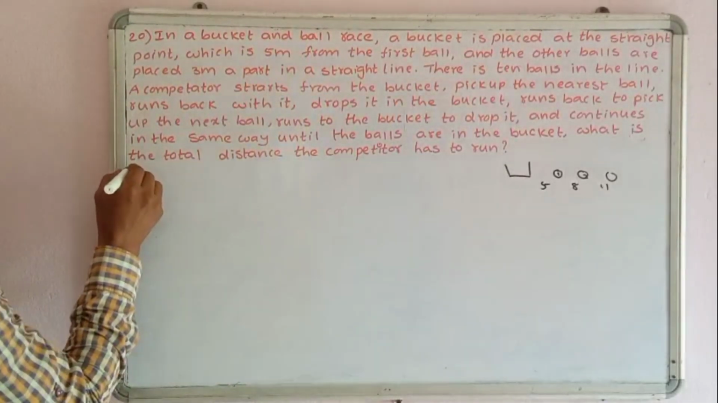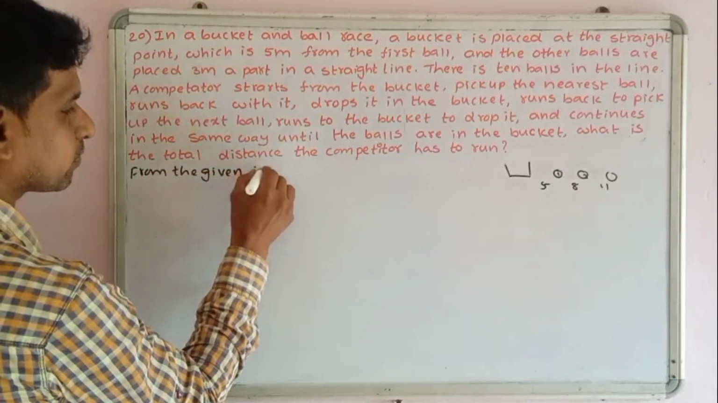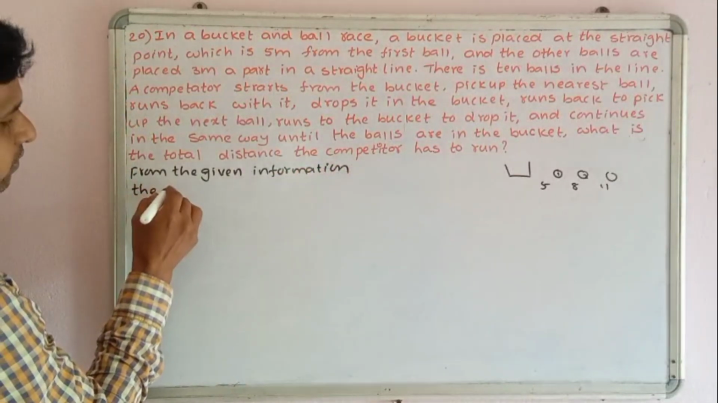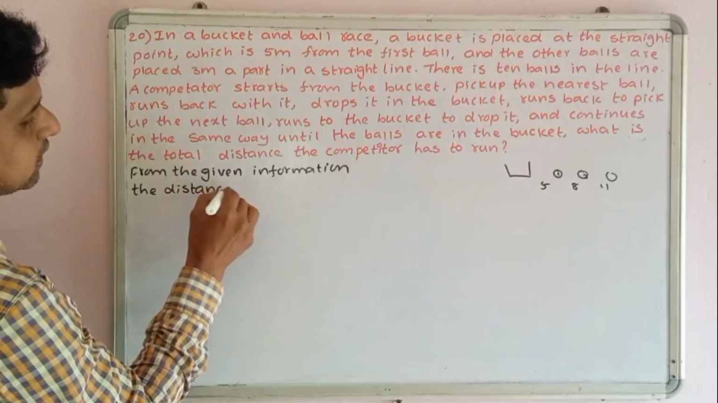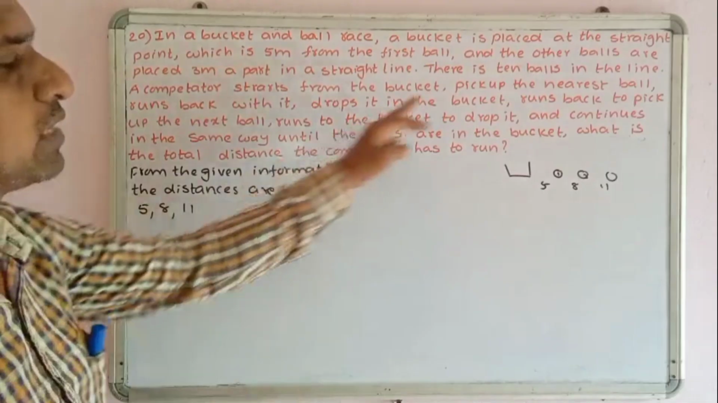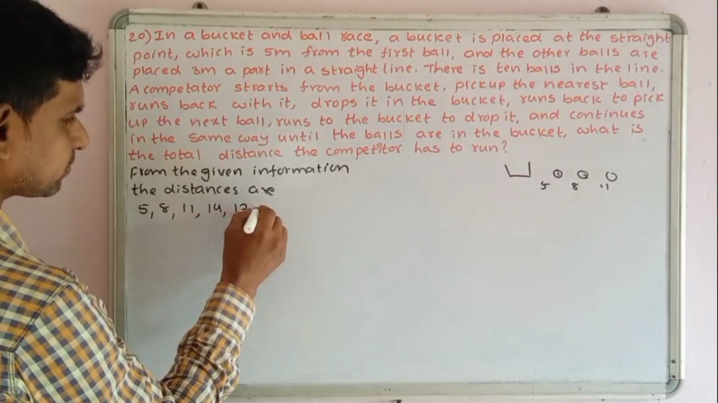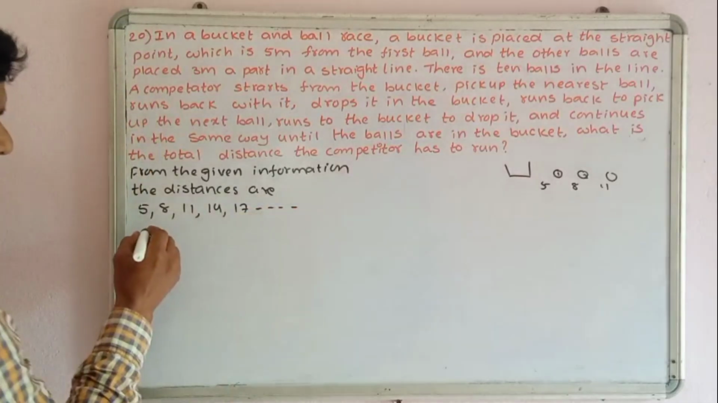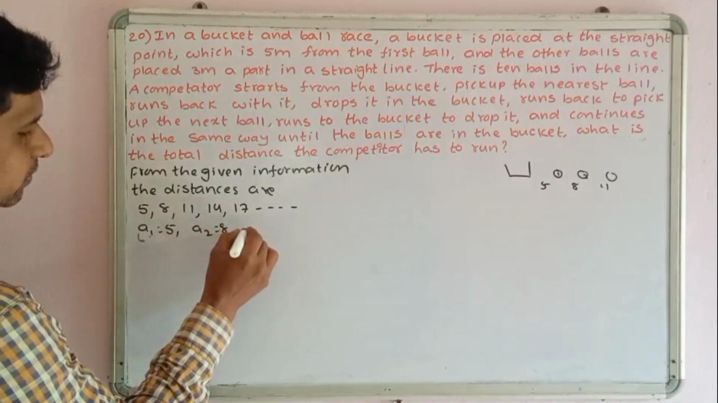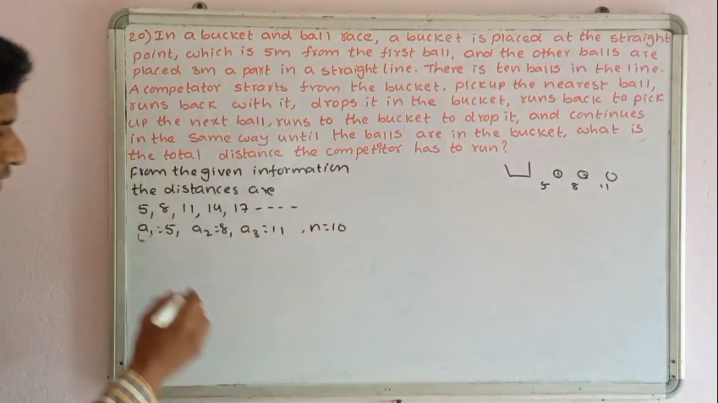So from the given information, the distances are: first one is 5, 8, 11. How many balls are there? 10 balls. After 11, the next one is 14, next is 17, and so on. Here a1 equals 5, a2 equals 8, a3 equals 11, and so on. So n equals how much? 10 balls. n equals 10.